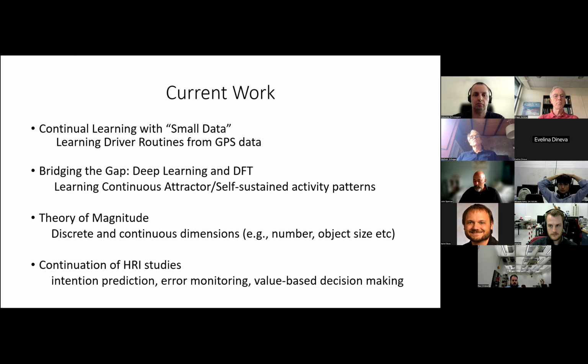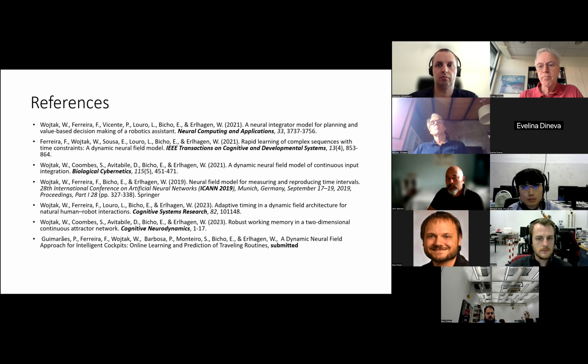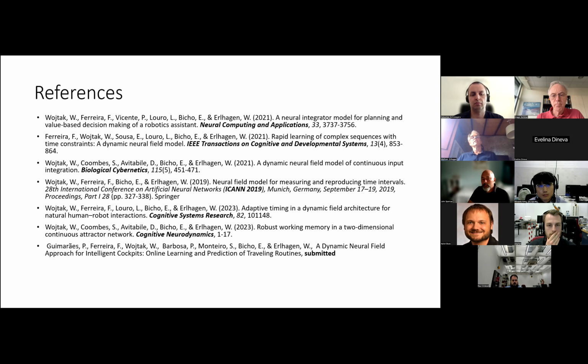We are also continuing our HRI studies, where we try to implement high-level cognitive functions like intention prediction, error monitoring, or, as I just sketched, value-based decision-making. On the last slide, if you are interested in a closer look, there is, for completeness, a list of recent publications where much more detail can be found about what I've spoken about.